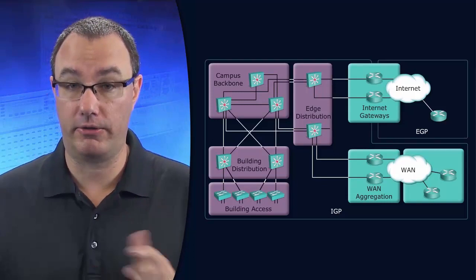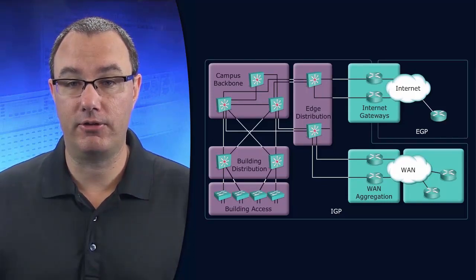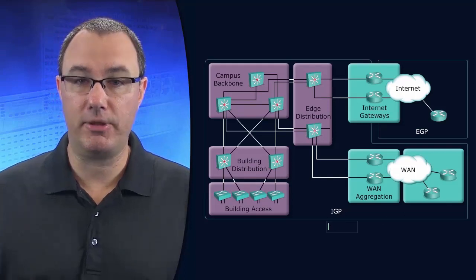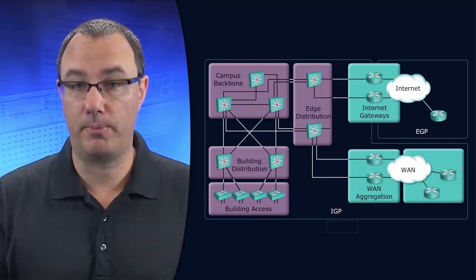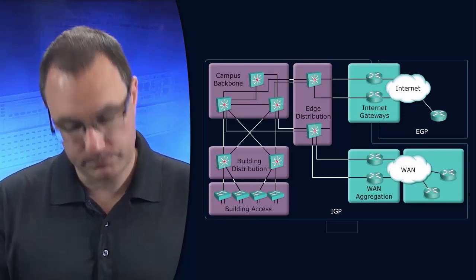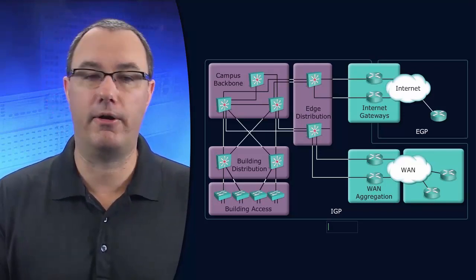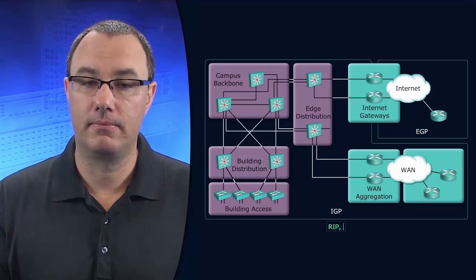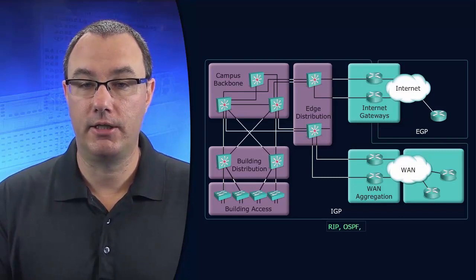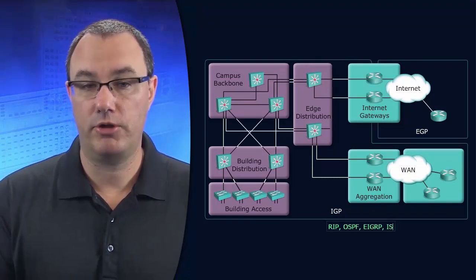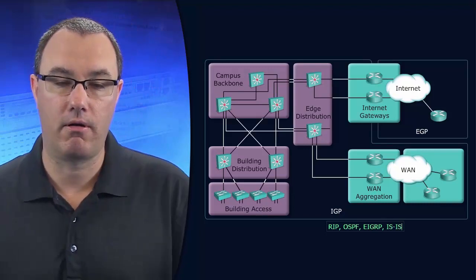Let's play along. If you want to help me out and tell me what type of routing protocols would be IGPs, go for it. I want to pause actually so you can think about this on your own. IGPs, what are they? Well, we've got RIP, OSPF, EIGRP, and IS-IS. You can hyphenate that if you want.